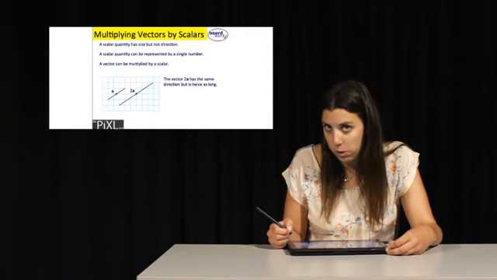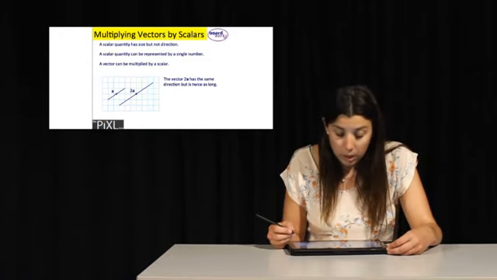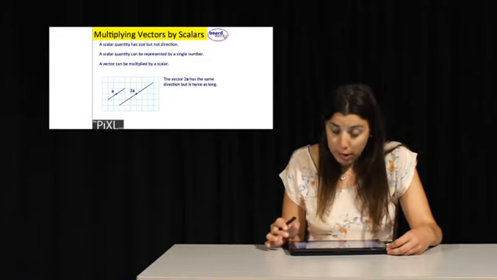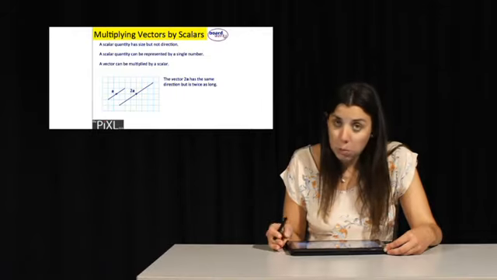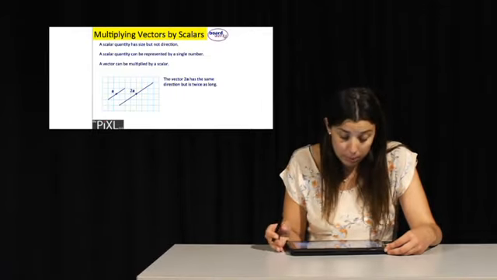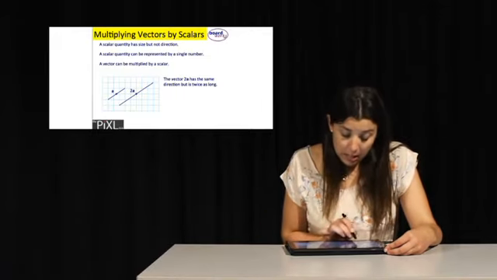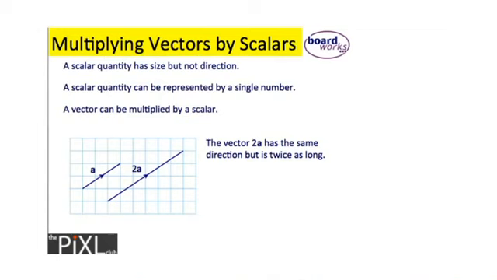Vectors can also be multiplied by scalars. Scalars have size but no direction. So a scalar quantity can be represented by a single number. If we look at our first vector here, which is A, if we multiply that by 2, the scalar 2, our new vector becomes 2A.